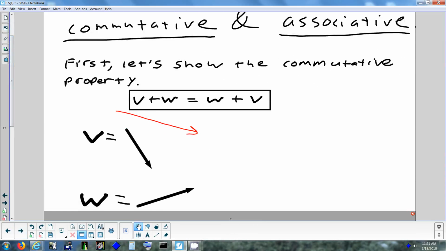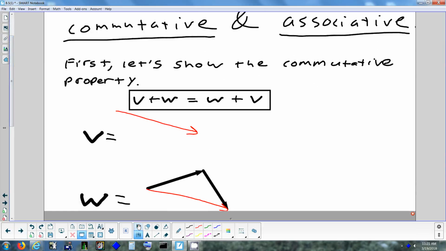Okay, any questions on how I just did V plus W? Okay, now I'm going to take W and put V on the end of it. It's different than the way I added before. Draw my arrow, and if I put it up, again, I didn't use a ruler, but they're the same. Okay? Any questions on that? So vector addition is commutative.